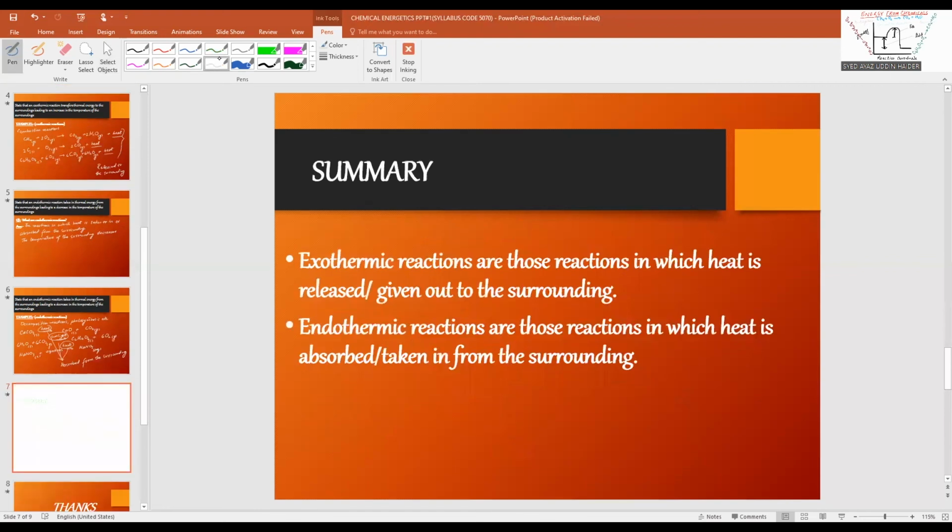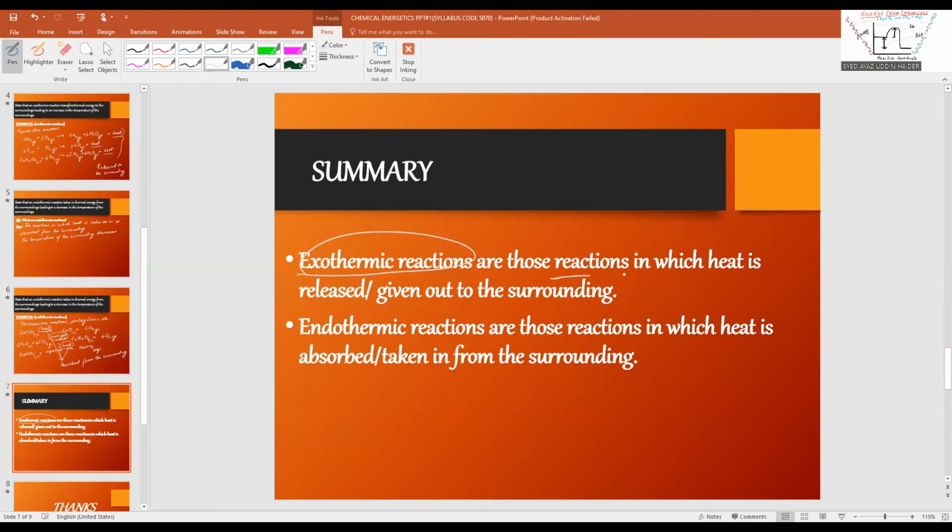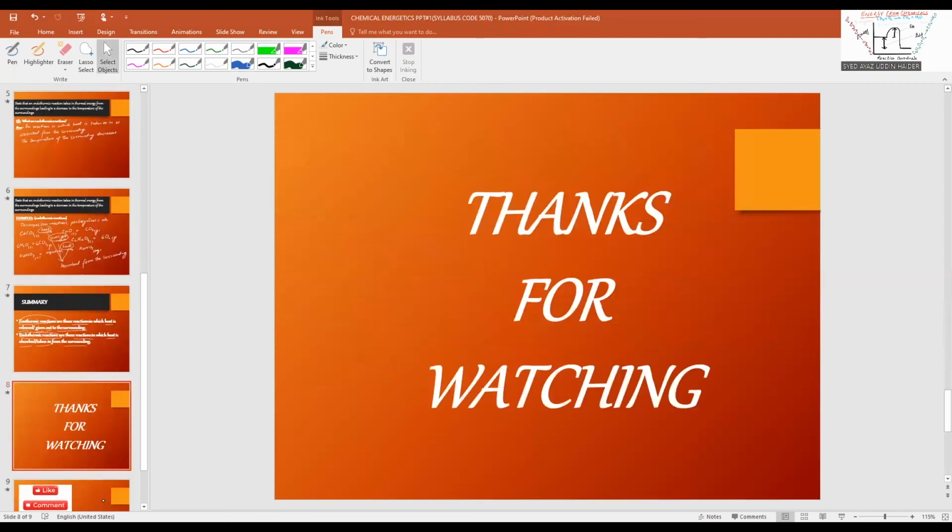Here's a summary of today's lesson. Exothermic reactions are those reactions in which heat is released or given out to the surrounding. Endothermic reactions are those reactions in which heat is absorbed or taken in from the surrounding.